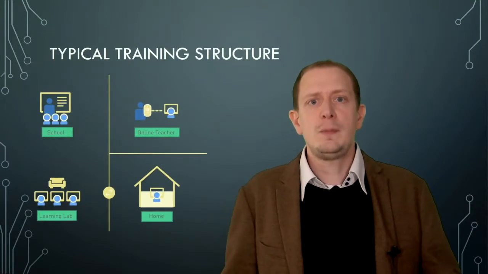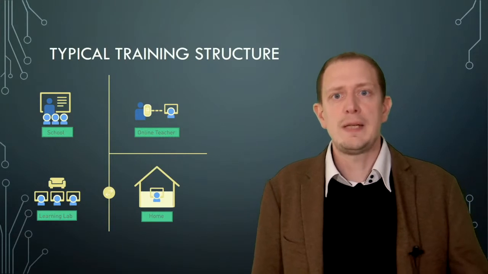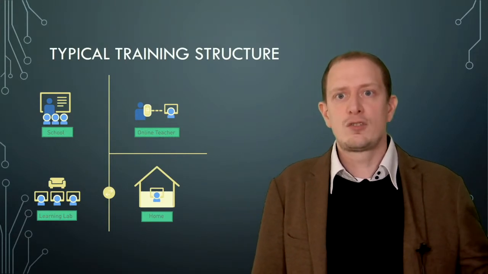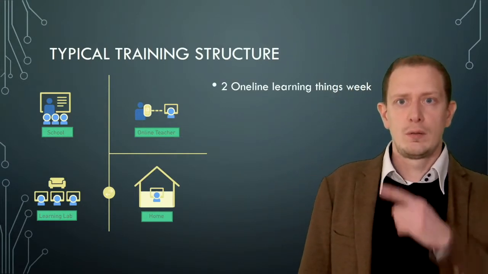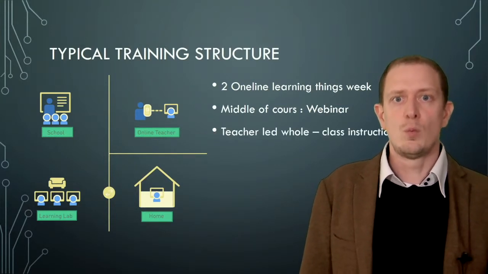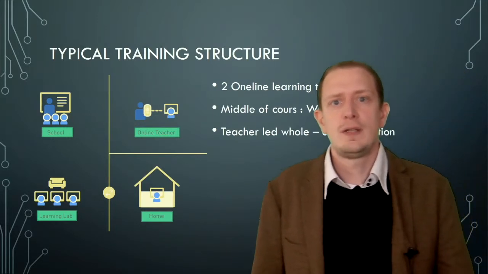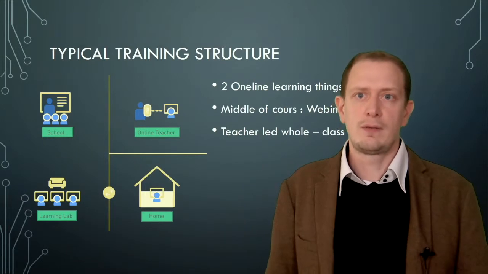We will now look at the typical structure of a blended learning class. The training path is 2 or 3 weeks long and is structured like this. 2 e-learning modules per week. 1 webinar in the middle of the training path. 1 teacher-led instruction. The last sessions are dedicated to evaluations and feedback. You can easily measure the impact of the training sessions.